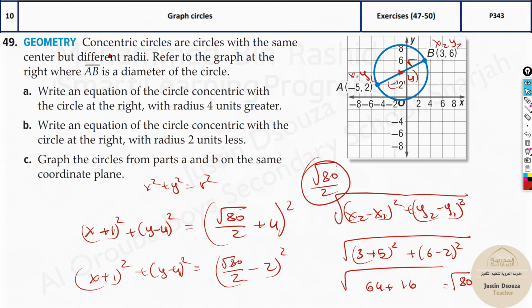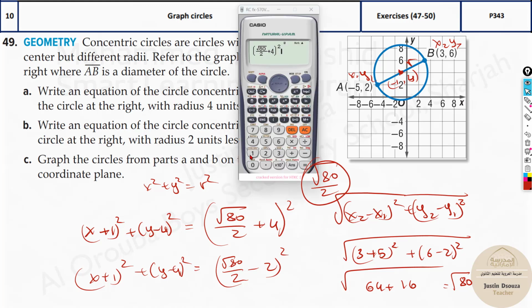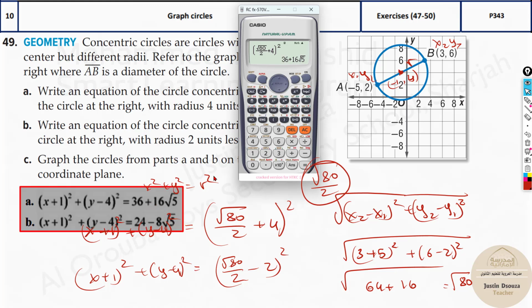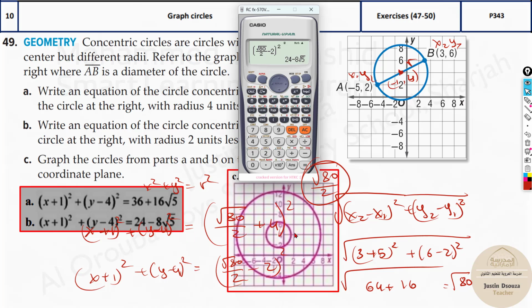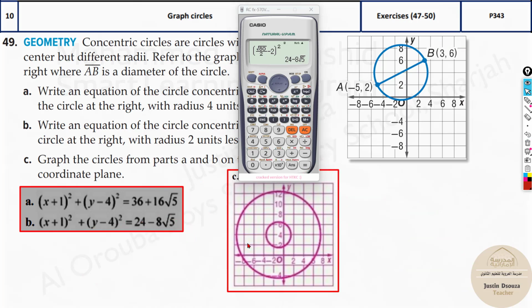Let's use our calculators and check these values. I've typed this out over here and the answer is 36 plus, let's see. Okay, they have written it like this, or you can just press S-D. But this is the exact value. You can see for the first one, A. And for the next one, all you need to do is over here, subtract it by 2. So minus 2 would be the thing. This is the answer. And this is the graph. This is the rough sketch of the graph. This is the original. You can just put the center and graph the two circles.